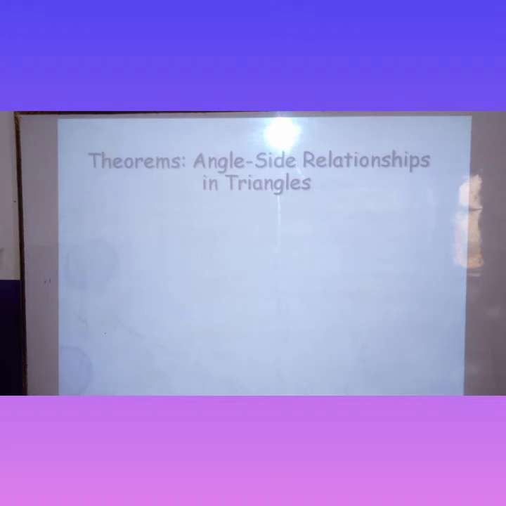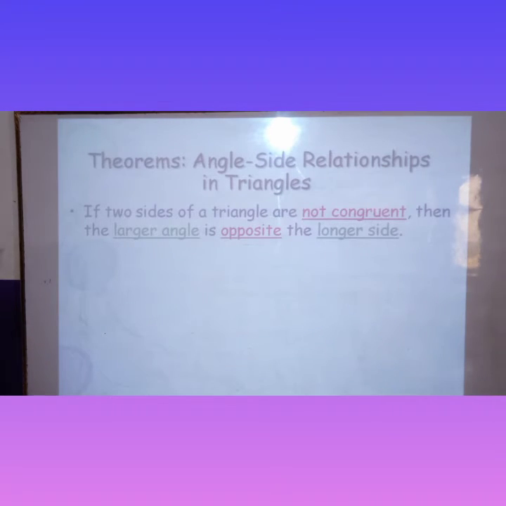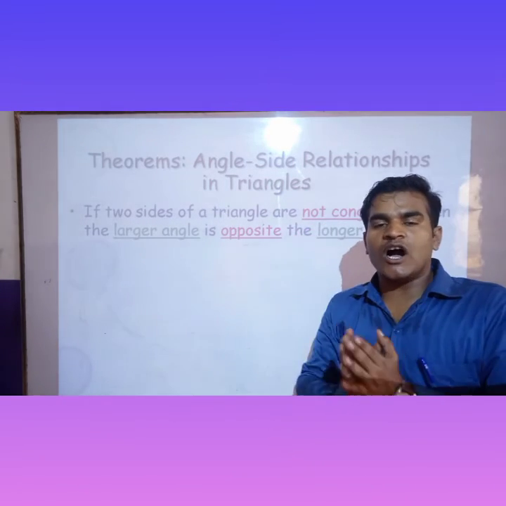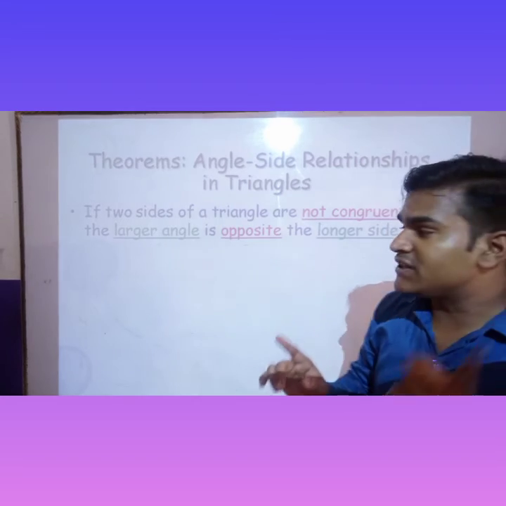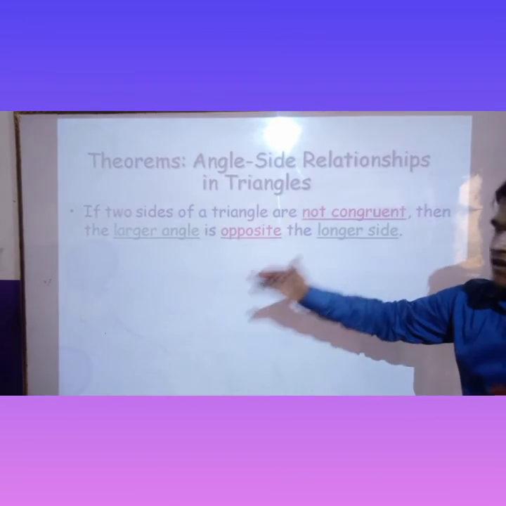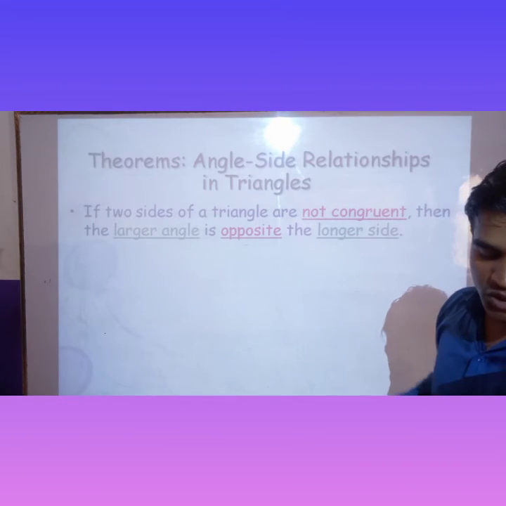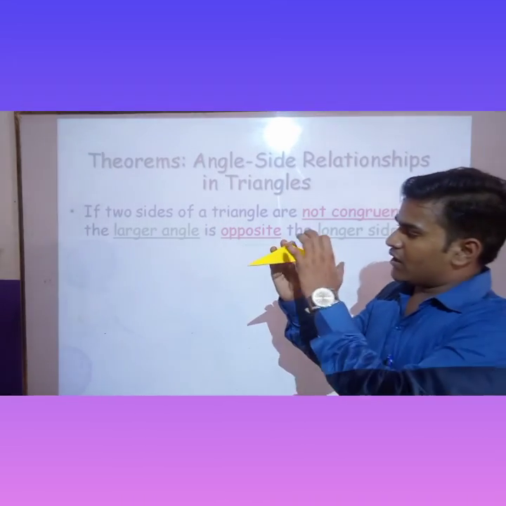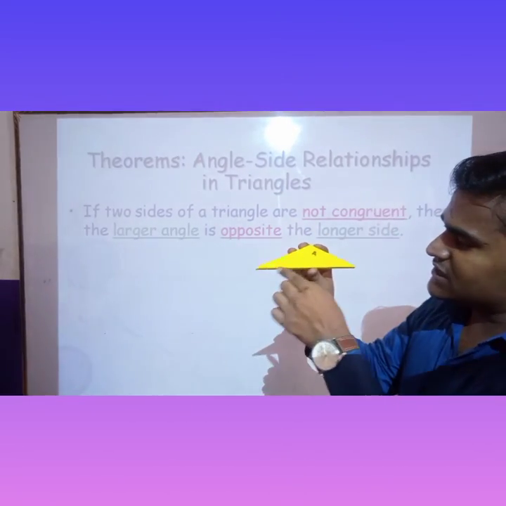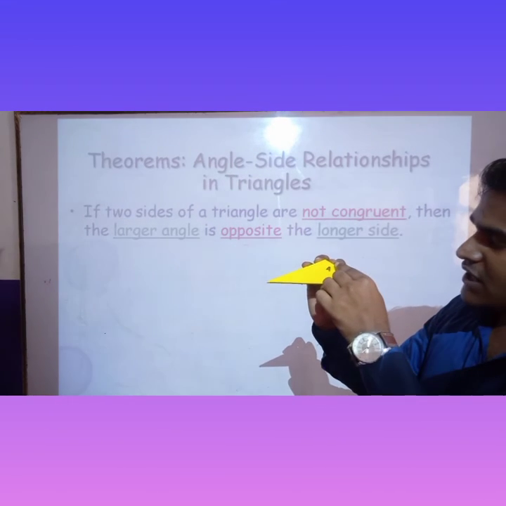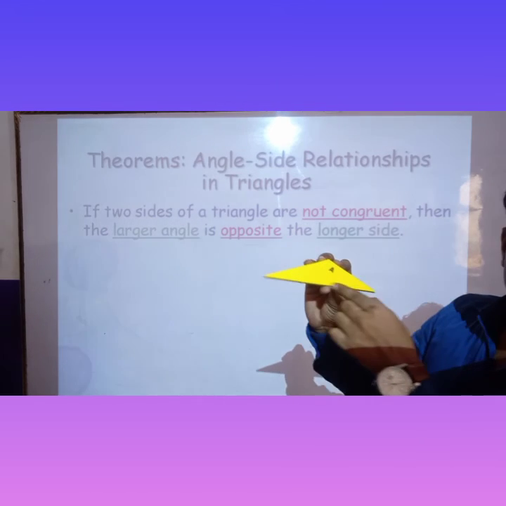Now children, this is the theorem on the angle side relationship in a triangle. If two sides of a triangle are not congruent, meaning two sides of a triangle are not equal, then the larger angle is opposite to the longer side. When we observe this triangle, this is the larger side, which is opposite to the larger angle.